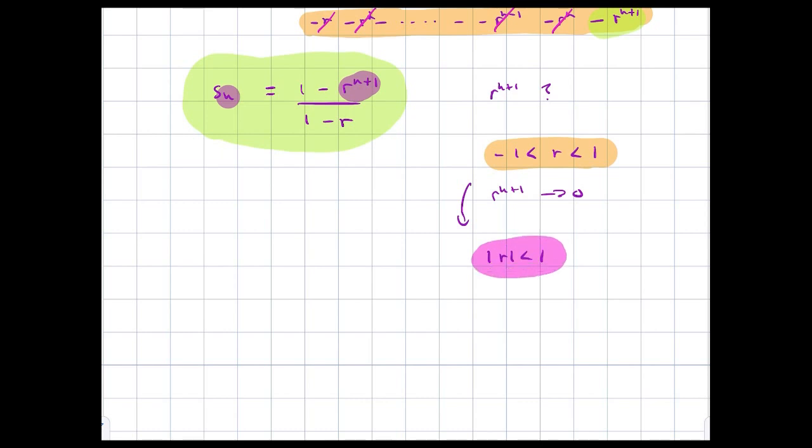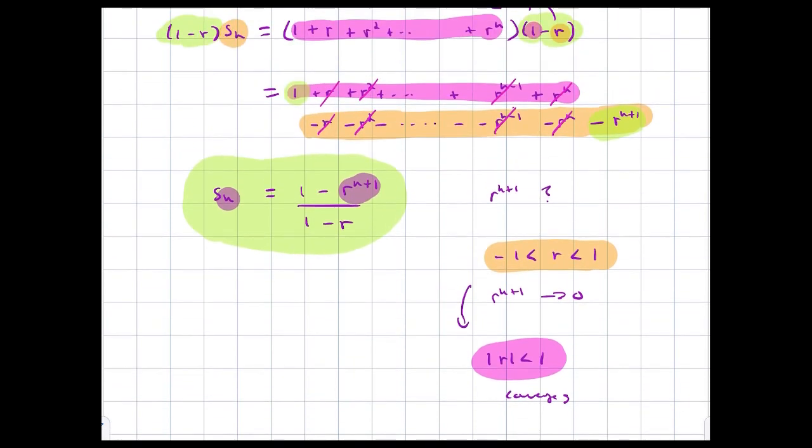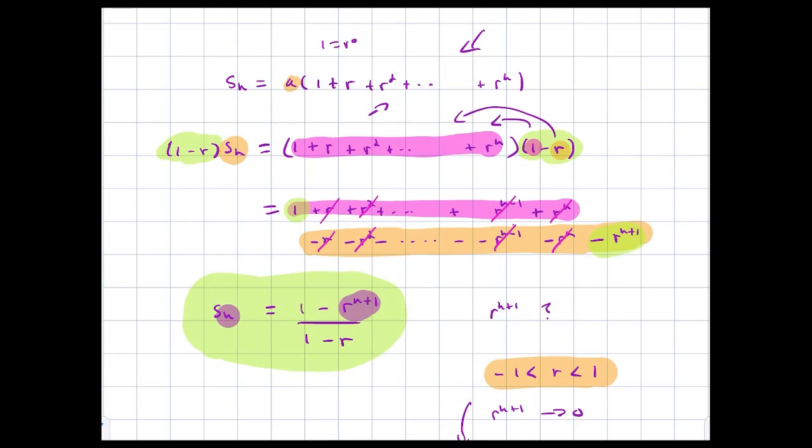The geometric series with a value of r which is in between -1 and 1, absolute value of r less than 1, this converges. If r is bigger than or equal to 1 or less than or equal to -1, then the series is going to diverge. And by the way, if r is exactly equal to 1, we can't do this because we're dividing by 0 with 1 minus r. But then this is just 1 plus 1 plus 1 and so on, so this series is just n, and that goes to infinity as n goes to infinity.